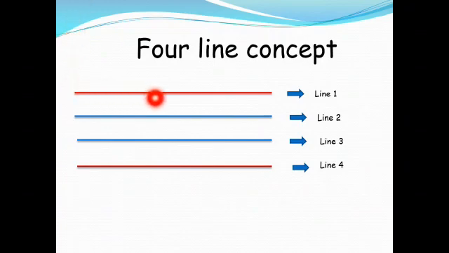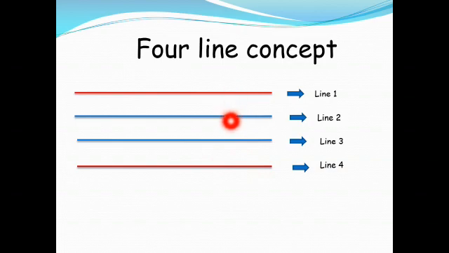The red line here is line 1. The first blue line here is line 2. The second blue line here is line 3. And the bottom red line here is line 4. I repeat, there are 4 lines.